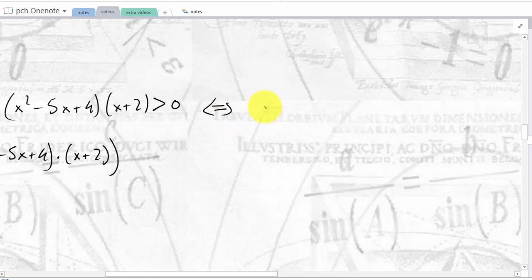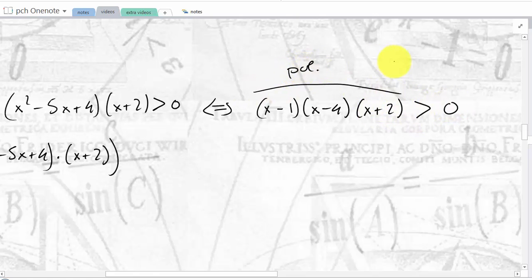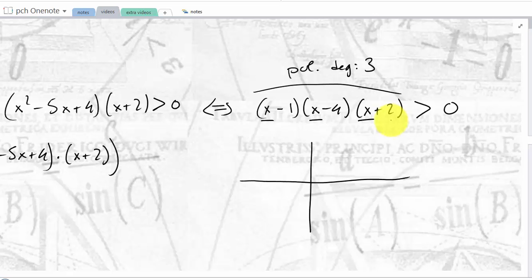Check it out. Let's factor the first. So it's x minus 1, x minus 4 times x plus 2. So what is this? This is a polynomial, right? The degree is 3, and it's a positive leading coefficient. Therefore, the graph is going to go like a line going up. Where are your x-intercepts? Well, 1 is right here.